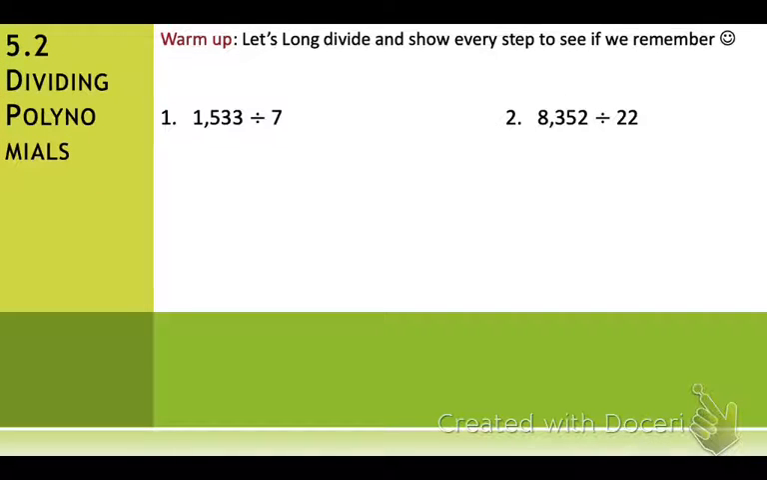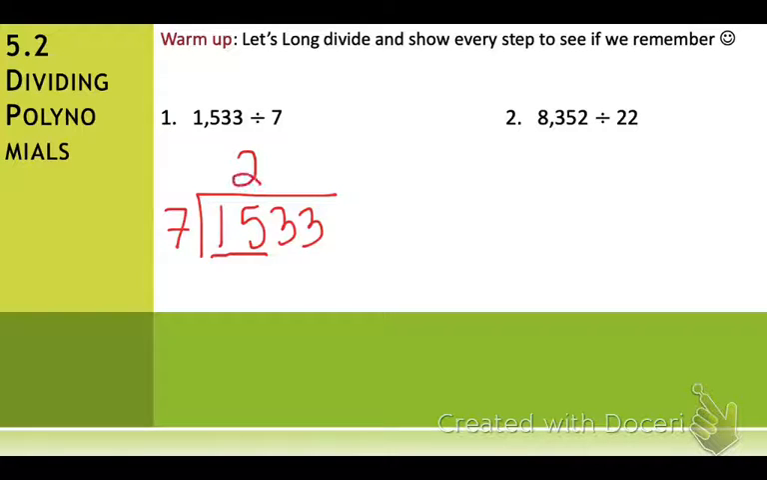Alright, so in order to divide polynomials, first we need to look back at how we long divide just plain numbers. So let's look at problem 1 here. If I take 1,533 and I divide it by 7, here's how I set up my long division. First I look at this. Does 7 go into 1? Nope. So then I look at, well, does 7 go into 15? Yes, it does. It goes into 15 twice.